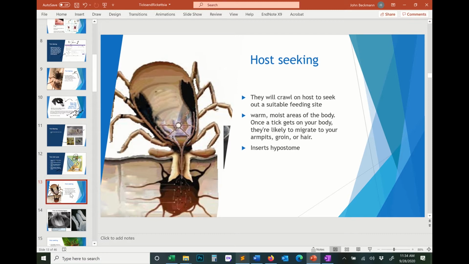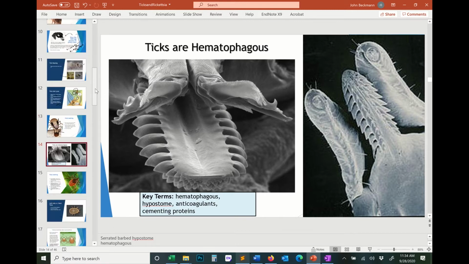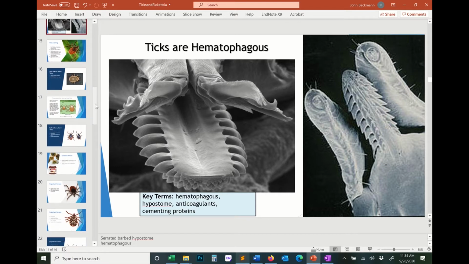And then they will insert their hypostome. We've seen this picture before. This is what their hypostome looks like. So they're hematophagous, they suck blood, and they have these serrated hypostomes which insert and then act like a fish hook so you can't pull it out. So it's a barbed hypostome, and then they will secrete their saliva, which has cementing proteins, anticoagulants, and that's when they vector their diseases.